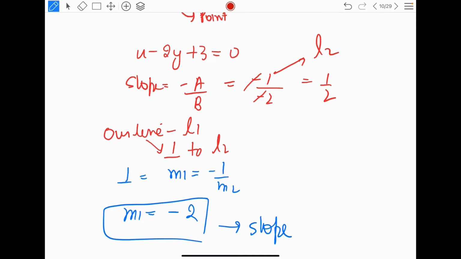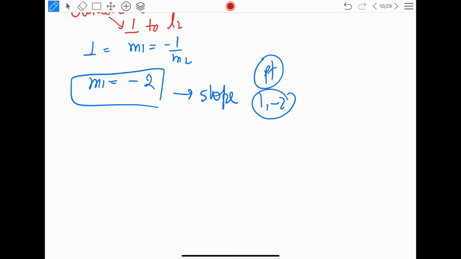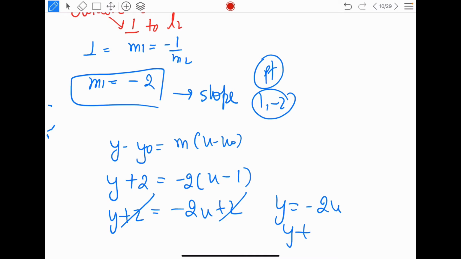So now you have the slope and you have the point, 1 comma minus 2. Now you will find the equation using the point slope form: y minus y naught is equal to m times x minus x naught. So y minus y naught is y minus minus 2, which is y plus 2, equal to minus 2 times x minus x naught, where x naught is 1. Now bring it to the general form: minus 2x plus 2, and the 2 and 2 cancel. y is equal to minus 2x, or y plus 2x is equal to 0. That's your answer.